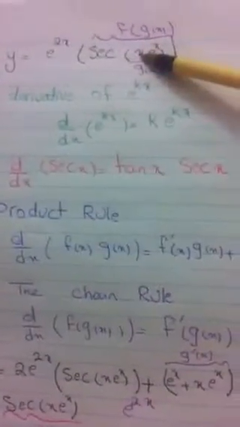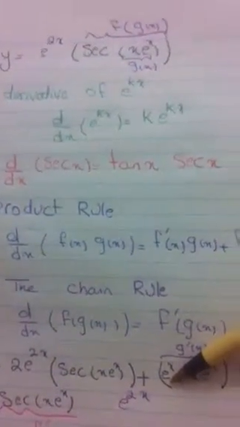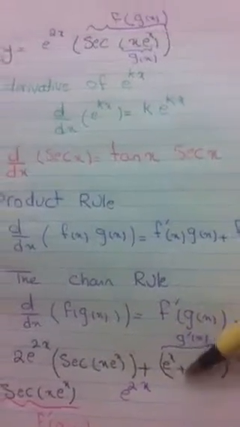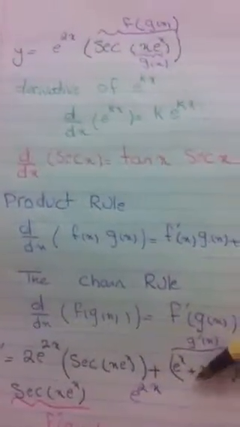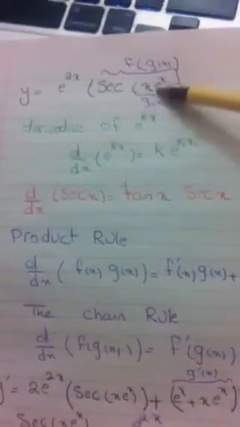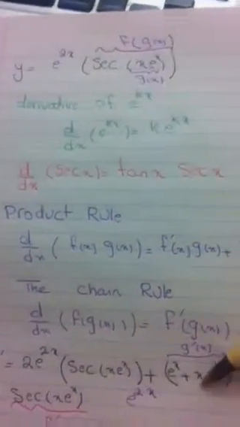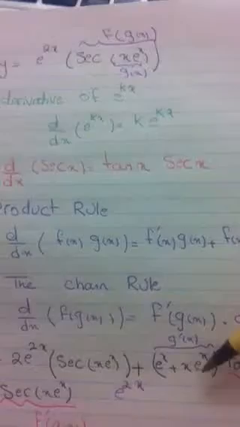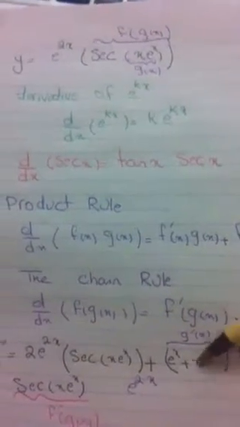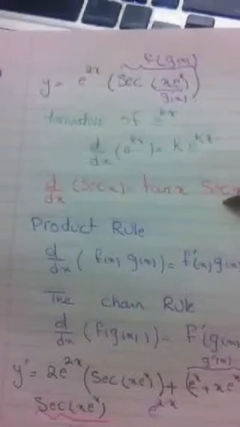The derivative of x is going to be 1 multiplied by e to the power of x, which is e to the power of x, plus the derivative of e to the power of x, which is e to the power of x, multiplied by x, which is x multiplied by e to the power of x. This is my g prime. Now, what is the derivative of secant x?